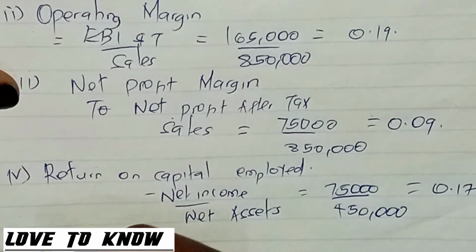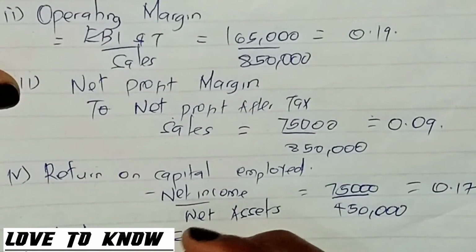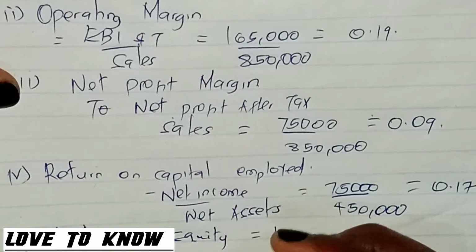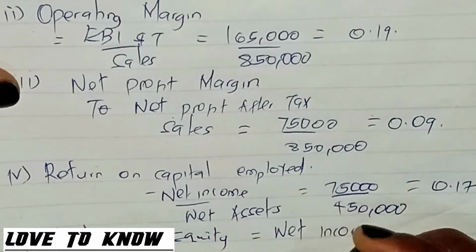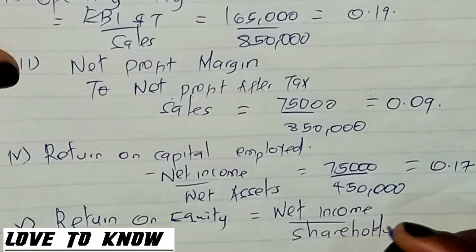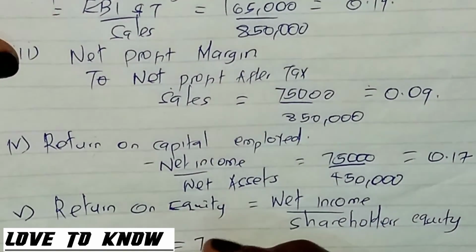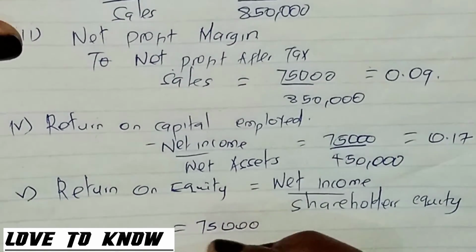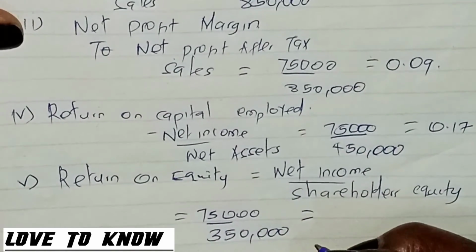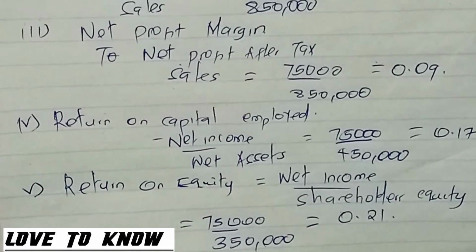Lastly, we have the return on equity. And this is calculated by dividing the net income with the shareholders' equity. This will be 75,000, we divide it with 350,000. This gives a ratio of 0.21. And that's the end of our class.